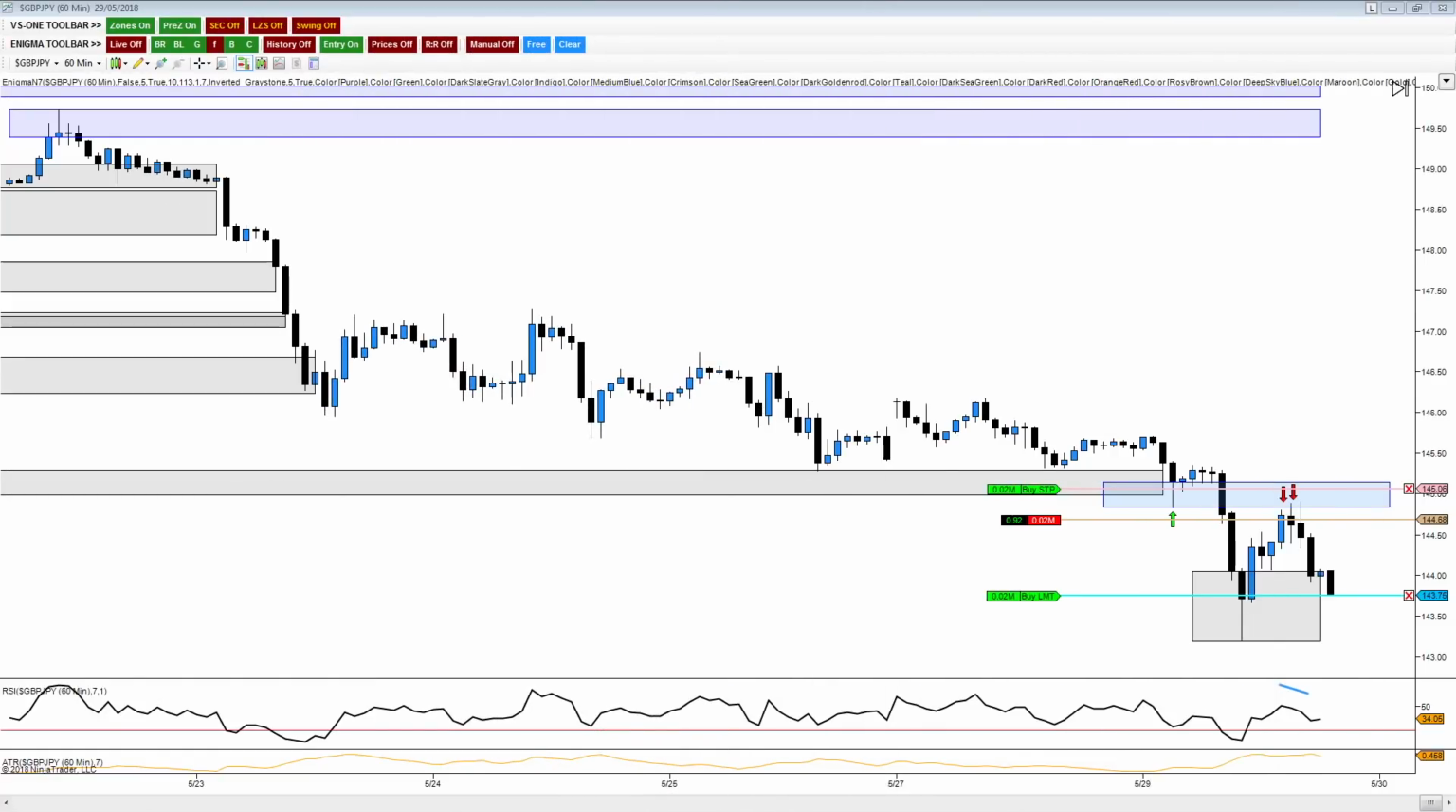Alright, so I've just come back from eating some dinner. Notice that we've pushed down a little bit further. We're just teasing the order now. So if we hit targets, we stand to make 93 pips, which would be very, very nice. It will be a very profitable trade.